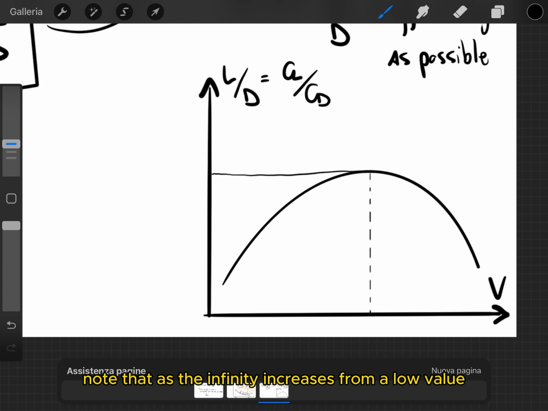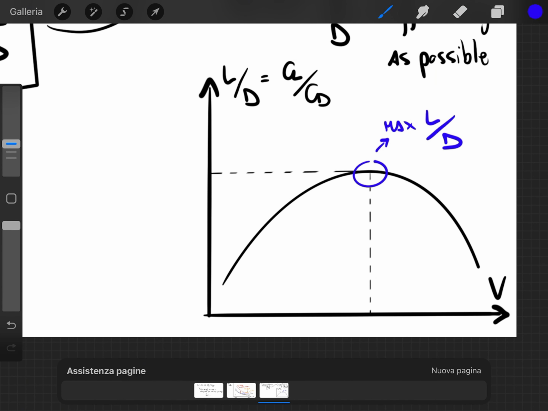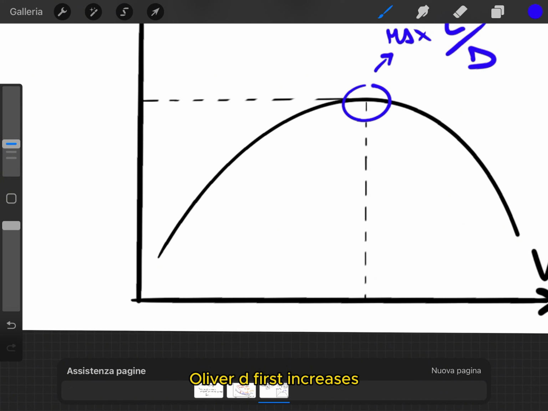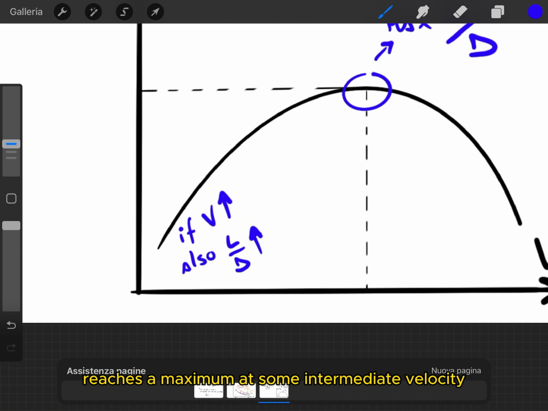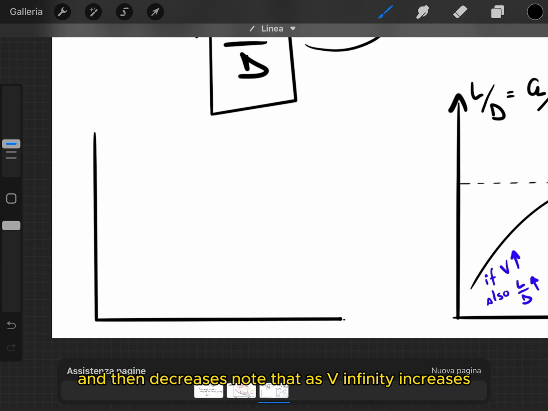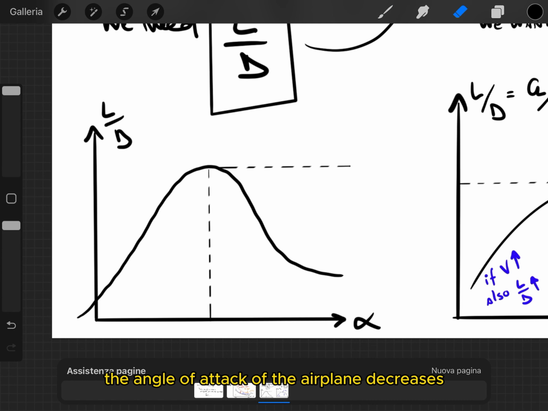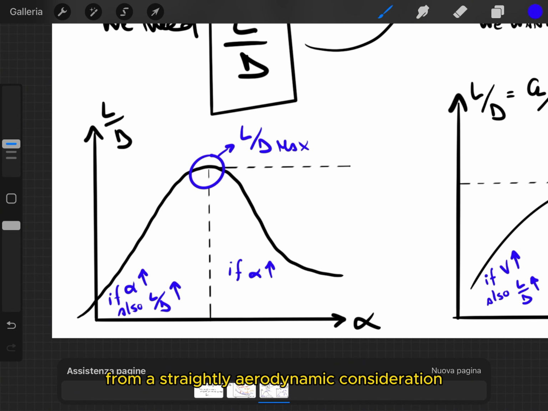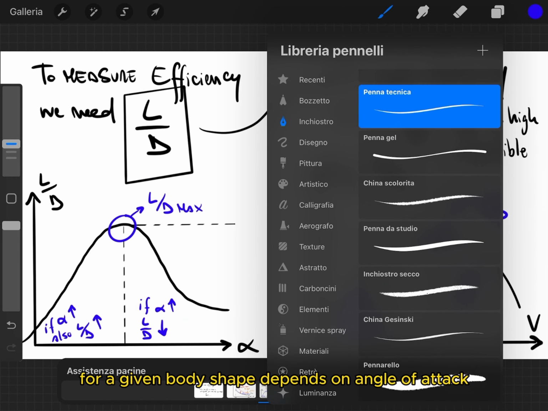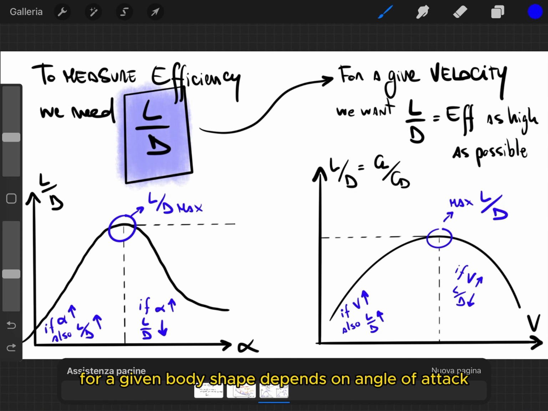Note that as V infinity increases from a low value, L over D first increases, reaches a maximum at some intermediate velocity, and then decreases. Note that as V infinity increases, the angle of attack of the airplane decreases. From a strictly aerodynamic consideration, L over D for a given body shape depends on angle of attack.